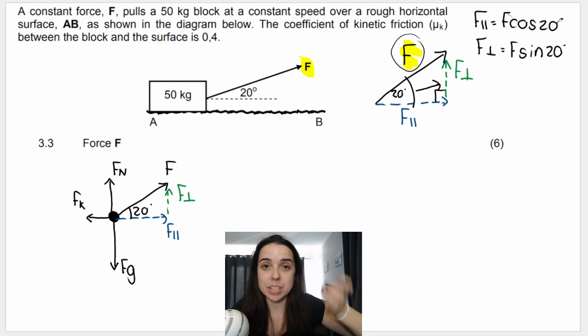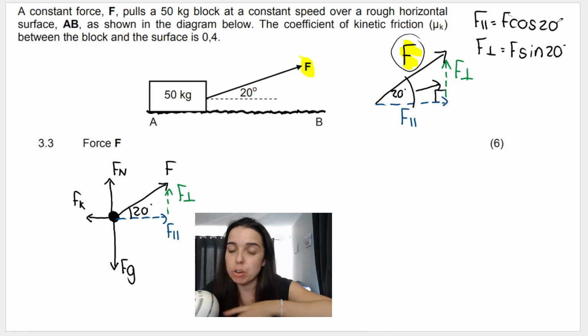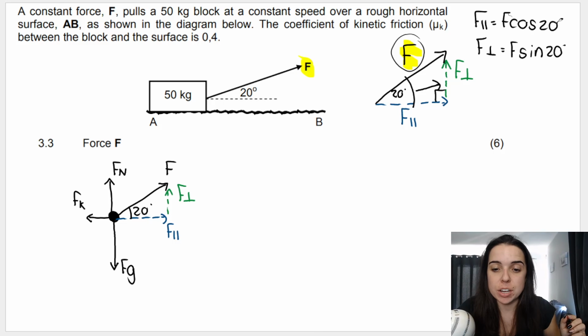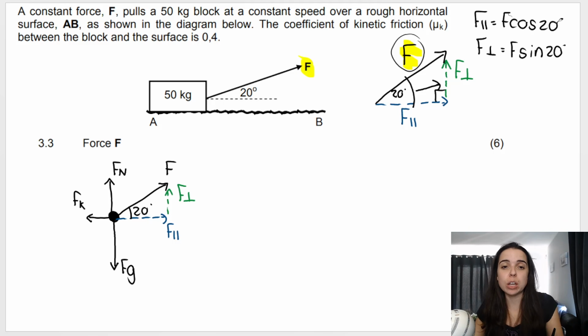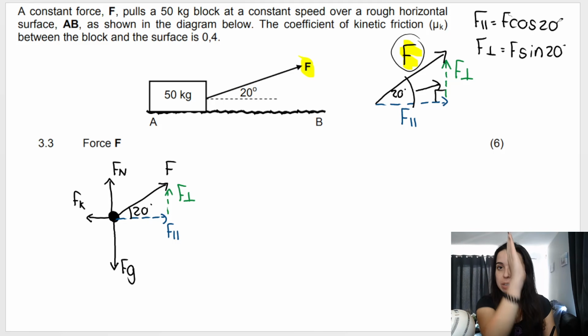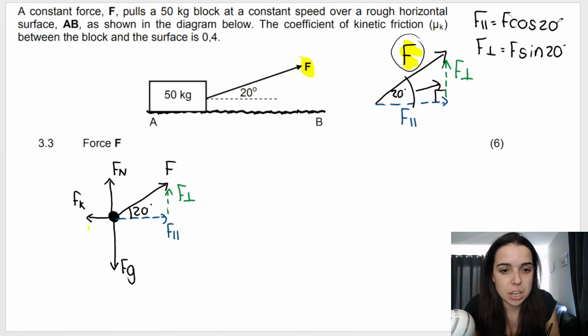Now, the reason why I've done this is because we need to use the forces as given on the free body diagram to set up an equation, and we're going to use that equation to help me work out F. Now, when we set up equations for Newton's laws, we're either going to set up an equation using all the parallel forces, the forces going like this, or all the perpendicular forces, the forces going like this. So, for example, if I want to look at the parallel forces, I'm going to highlight them for you. So this one and this one, these are parallel forces.